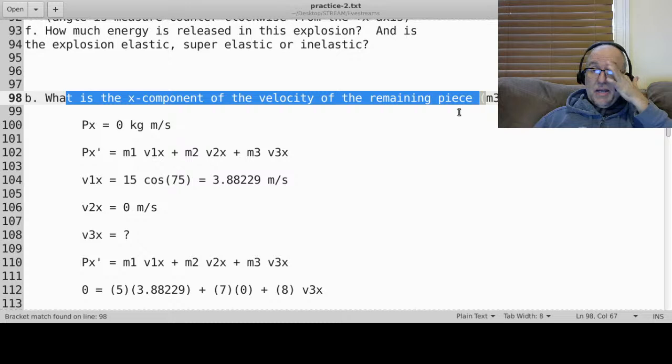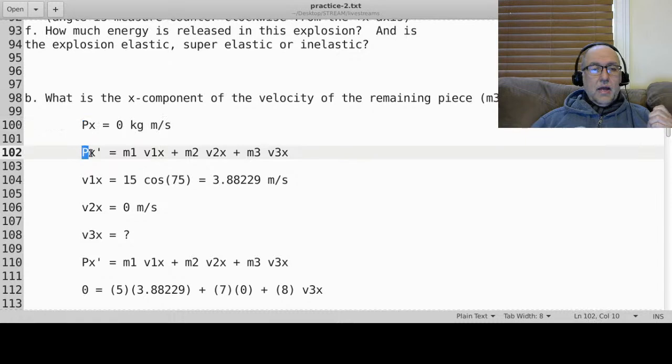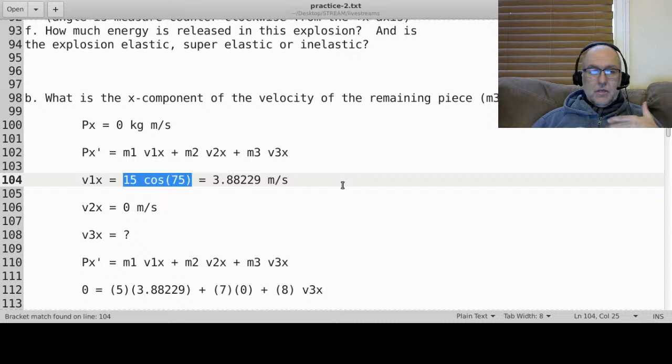Well, this part up to here is the same. The x component of the momentum before is zero, so the x component of the momentum after is going to be zero. And it still has contributions from the x component of M1 V1, the x component of M2 V2, and the x component of M3 V3. But now V1x is different. Before it was 15, but now we're at 75 degrees to the x axis, and so we have to convert from polar to Cartesian.